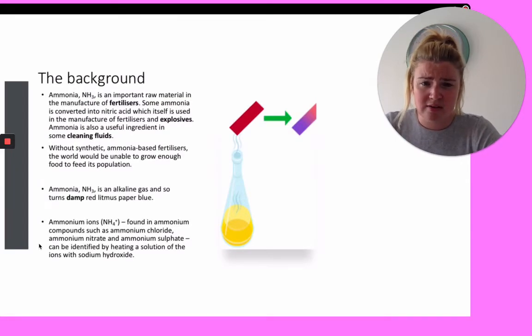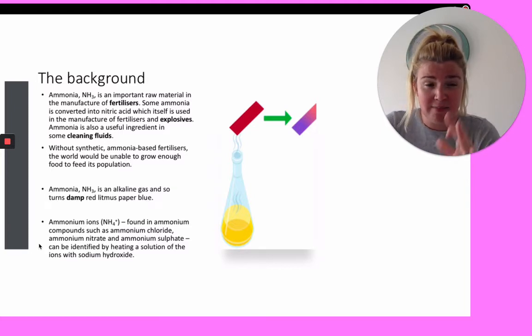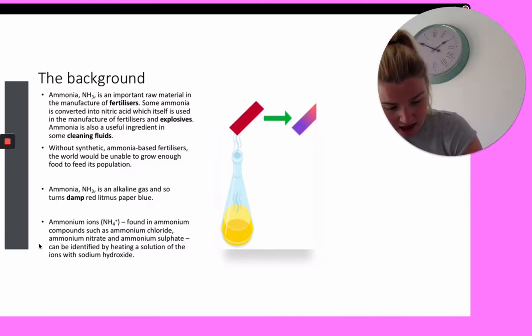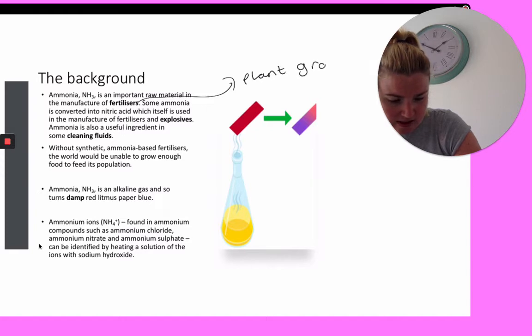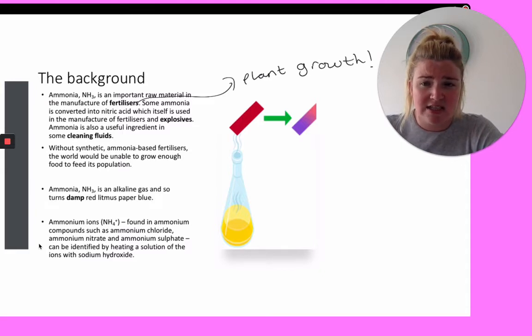So to get started, I'm just going to do a little bit of background. What is ammonia? How do we test for ammonia? Stuff like that. Ammonia is an important raw material in making fertilisers. Thinking back to core biology, fertilisers are how we help plant growth, aiding plant growth. Some ammonia is then used to make nitric acid, so we use it to make explosives.